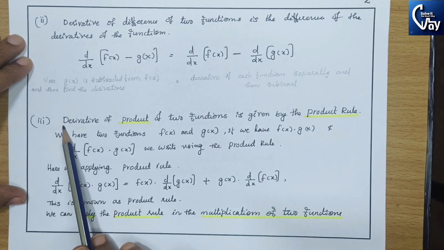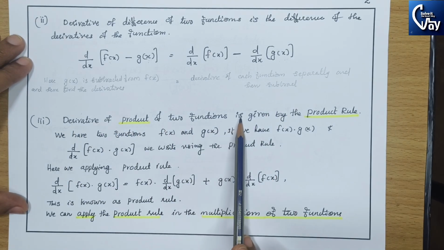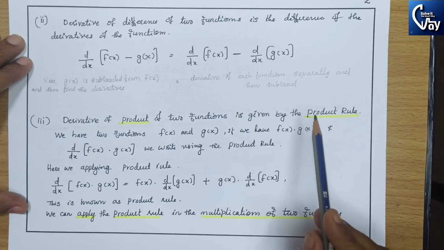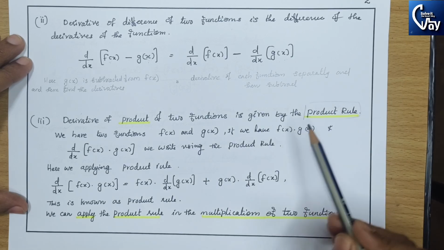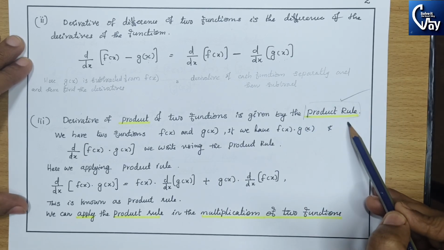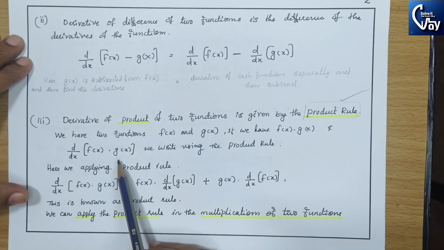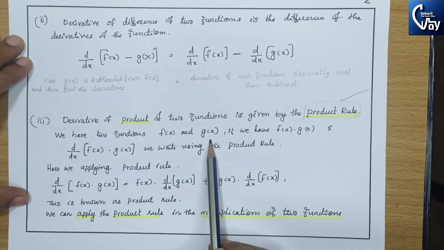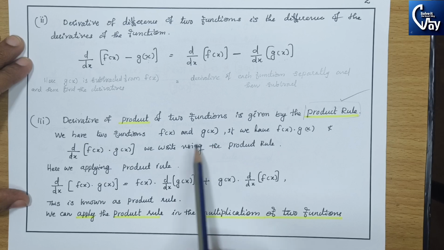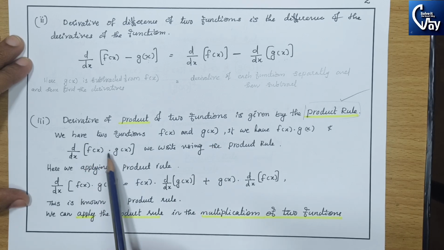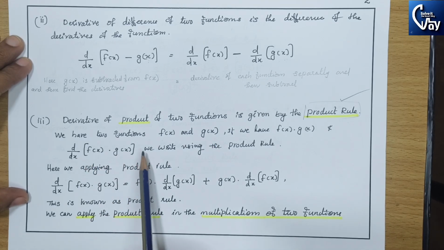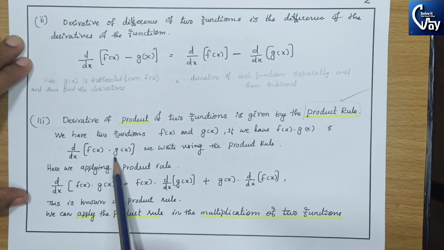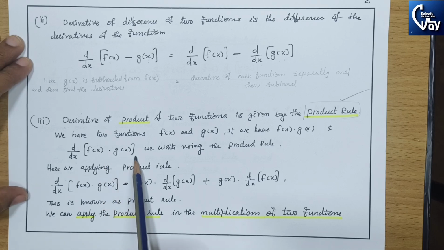The third one, the derivative of the product of two functions. That we call the product rule. This is very important. Here, f of x and g of x are two functions. Then d by dx of f of x into g of x is not equal to d by dx of f of x into d by dx of g of x. That is not true.